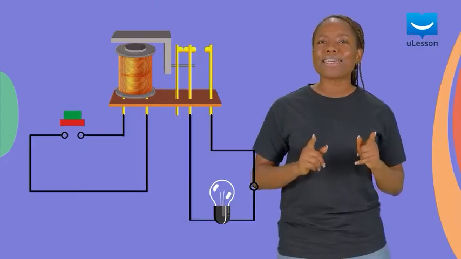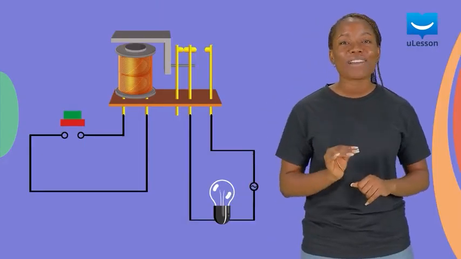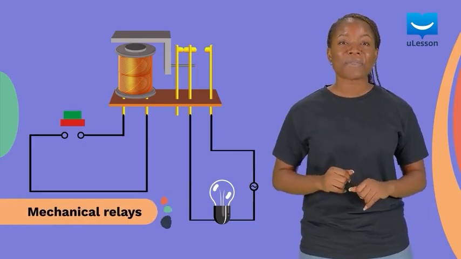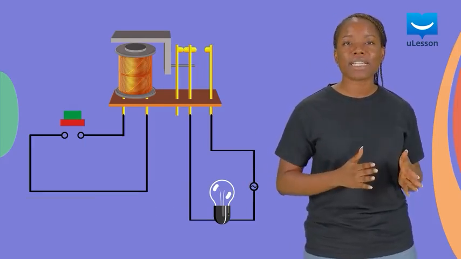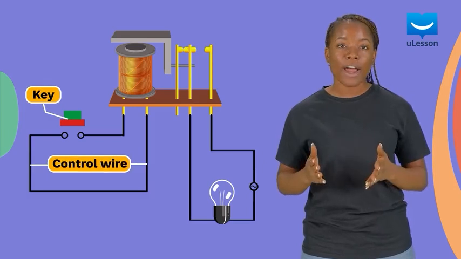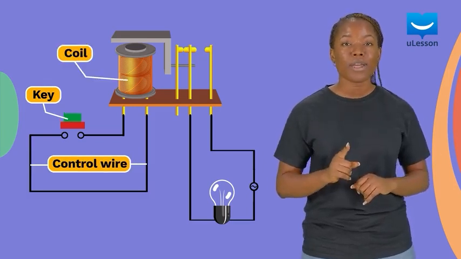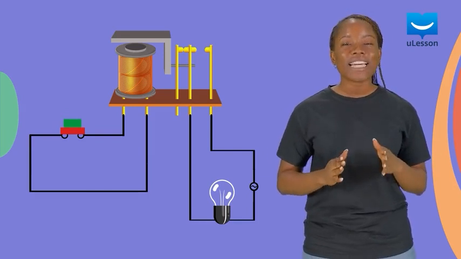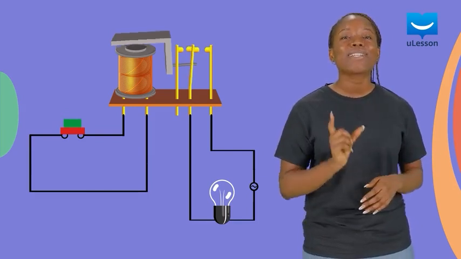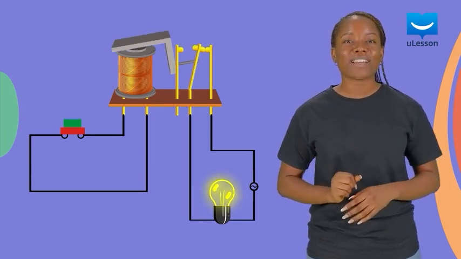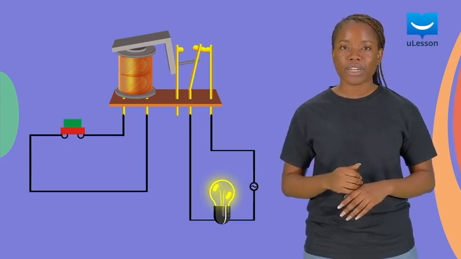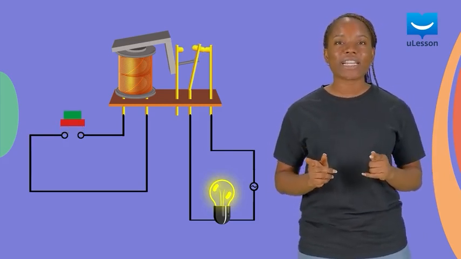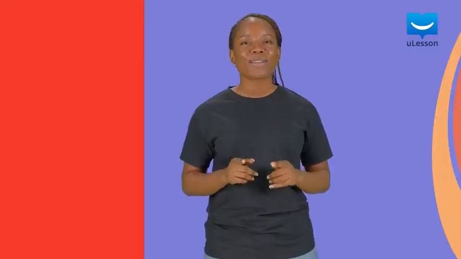Well, in the early years of computers, mechanical switching devices called mechanical relays were used. It consisted mainly of a circuit key and a control wire which had a coil. When current flows through the control wire, the coil generates a magnetic field that closes the key and allows electric current to flow through the circuit. When the control wire is switched off, the circuit is disconnected.